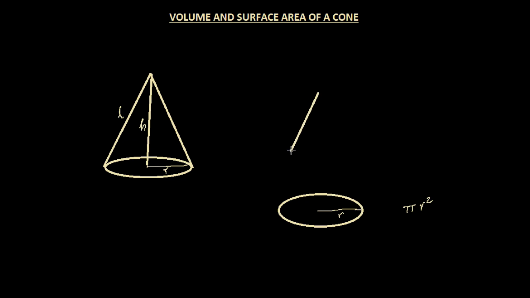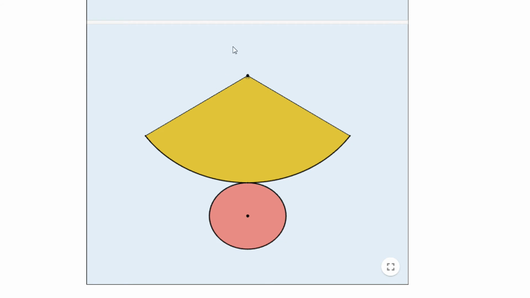So now this curved face looks like this, and as we saw, the length of the arc would be nothing but the circumference of the circular base, and since the radius of the base is r, the circumference is going to be nothing but 2 pi r. And now let's try and figure out what the radius of the circle would be. Look at the radius of the circular part.